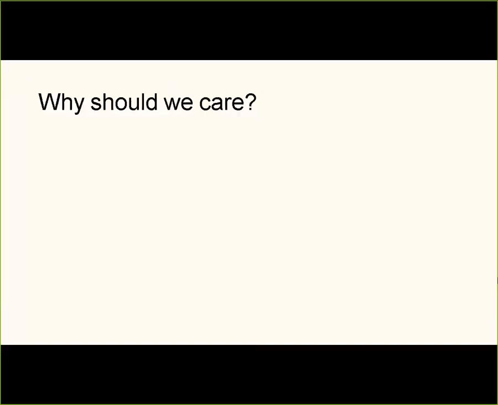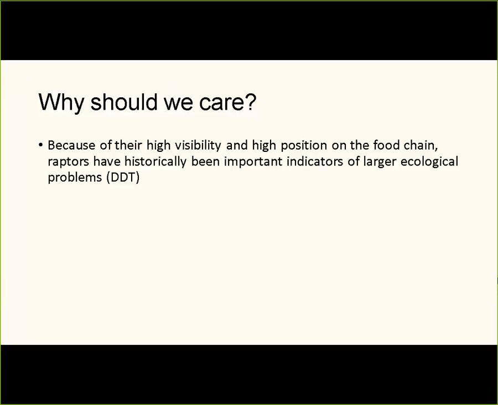All right, well, sucks to be a kestrel, I guess, but why should we care? Animal populations fluctuate. That's normal, right? Wildlife populations are dynamic. They increase, they decrease, land use changes, these things happen. So why do we care about kestrels specifically? Well, first of all, because raptors are highly visible and they occupy a high position on the food chain, they've traditionally been pretty important ecological indicators of larger problems.